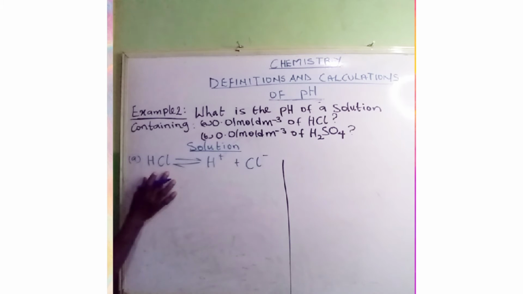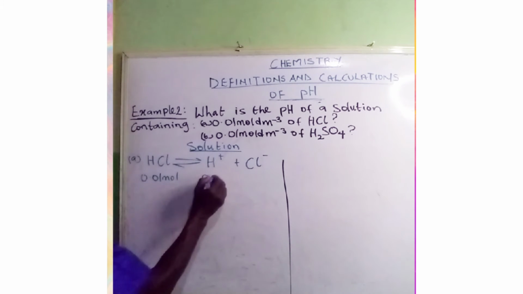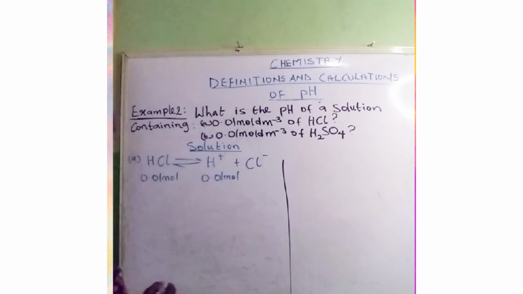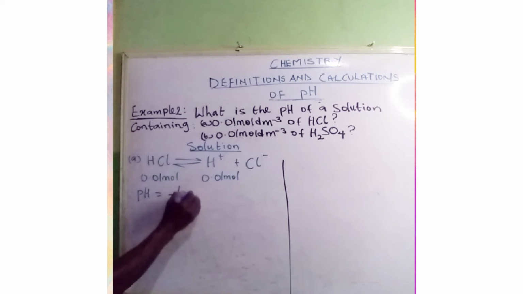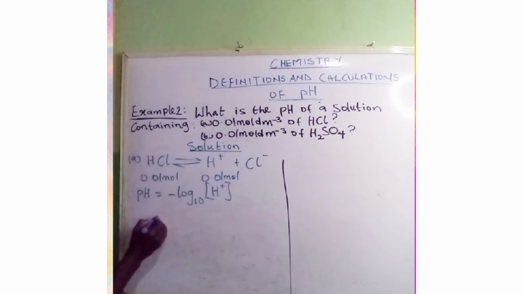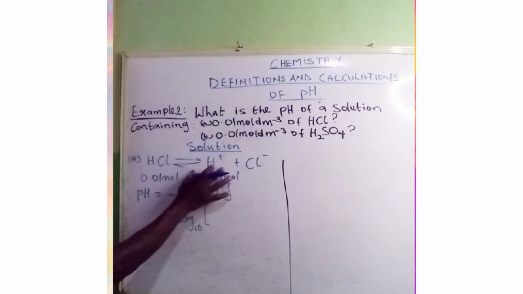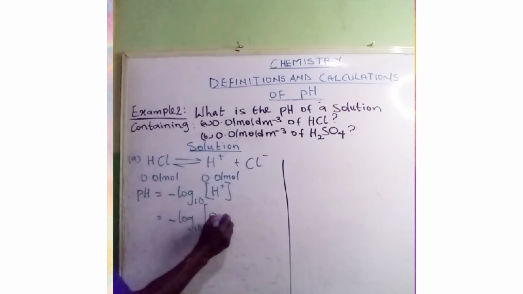Now the mole ratio for this acid, the mole concentration of the acid is 0.01 mole. So that is 1 mole from this place. Likewise, this also is 1 mole. So it is going to be the same, 0.01 mole. Now, going back to our formula, pH is equal to minus log to base 10 of hydrogen ion concentration. So we have minus log to base 10 of our concentration of hydrogen ion here, which is 0.01.